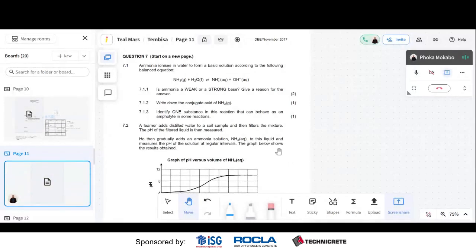Welcome to the multiple part series where we are looking at the 2017 chemistry paper, NSC or DBE chemistry paper for 2017. And so far, we've done everything from question one up till where we are now, where we are on question seven. And question seven is an acids and bases question.